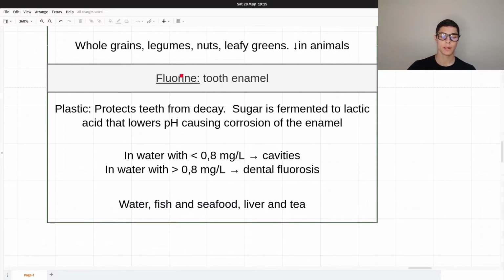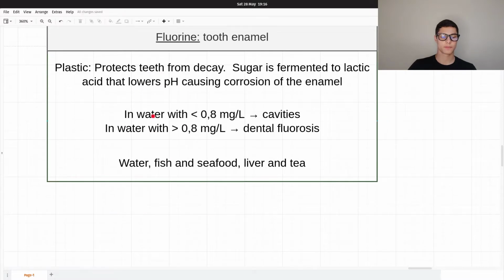And then we have fluorine for the tooth enamel. Plastic function: it protects the teeth from decay, because sugar is fermented to lactic acid. This will lower the pH of the mouth, causing corrosion of the enamel. And fluorine is there to prevent that, to protect the teeth.